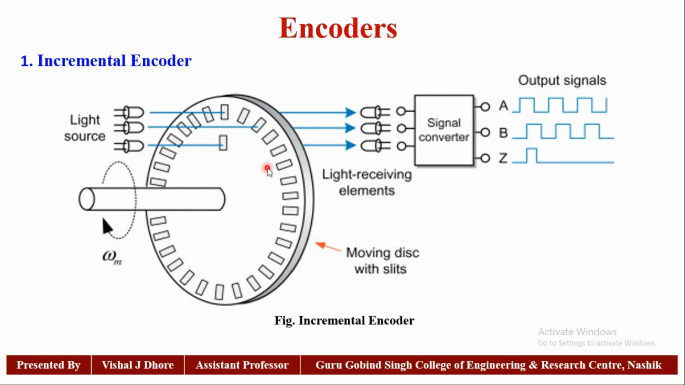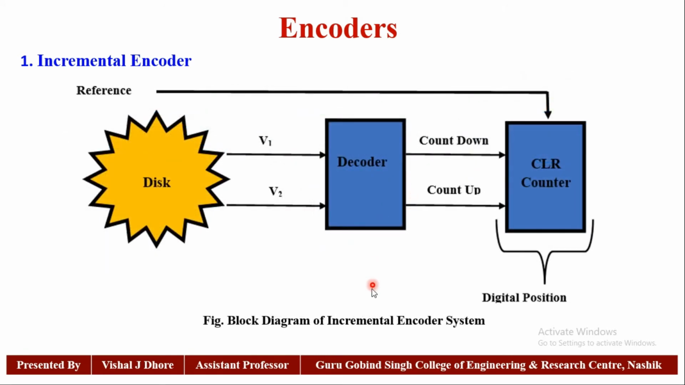On one side of that disk, a light source is provided. This light source is an LED. These light rays are transmitted through these slots and received on the other side by the light receiving elements. So this is about the construction of the incremental encoders. Let us see the block diagram of the incremental encoder system. So this is the block diagram of the incremental encoder system.